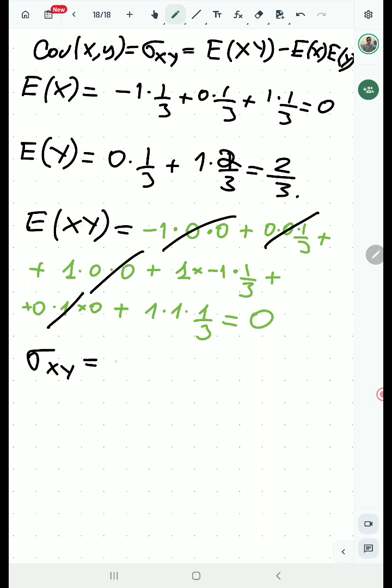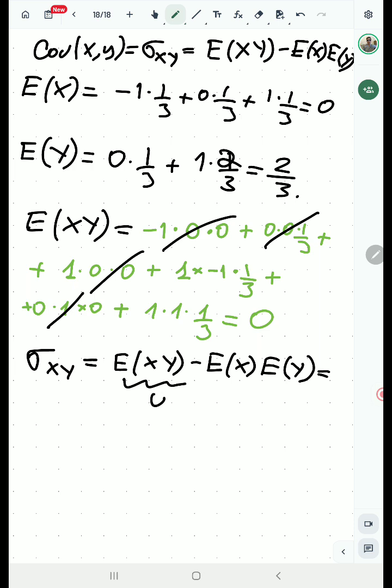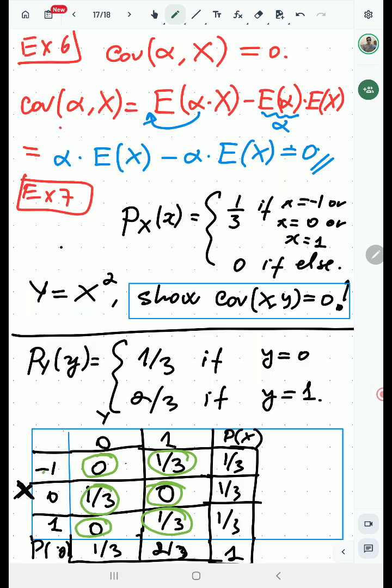So now we are ready to compute the covariance between x and y. That is equal to, as I mentioned, expectation of x times y minus expectation of x times expectation of y. And here we got 0. This is 0, and this guy is also 0. As a result, we receive 0. So indeed, although we got some dependence, a nonlinear relationship between x and y, given by the function y equals x squared, the covariance, the linear relationship between them, is not existing.